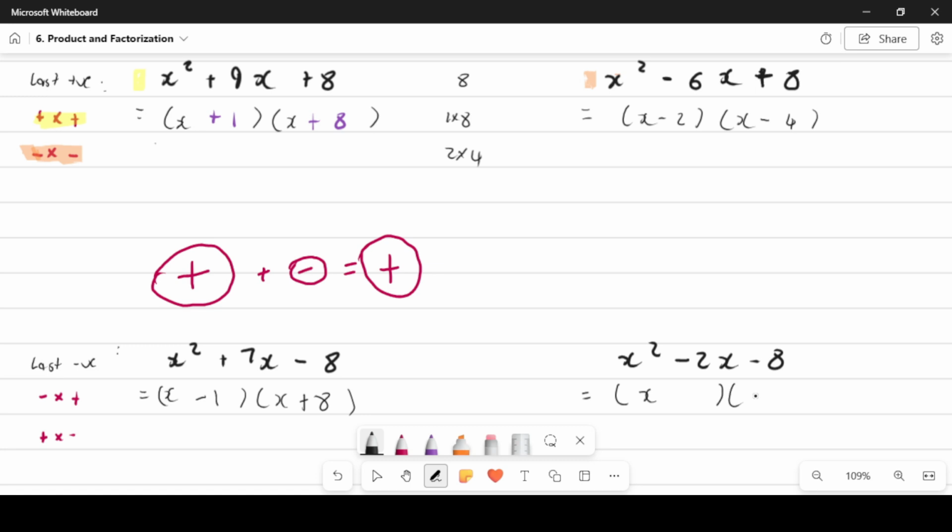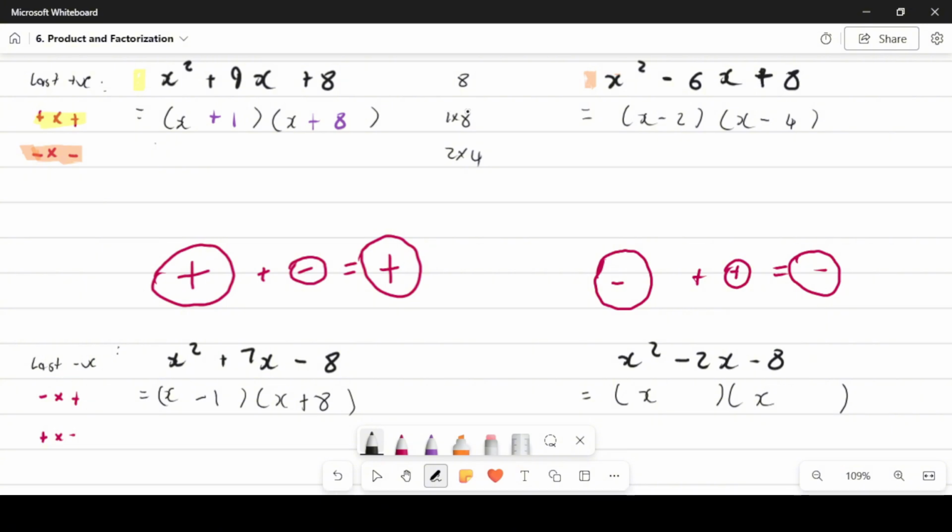X. Now let's solve this. We have a negative. The last term is negative. So therefore, one has to be positive, one has to be negative. Half the problem is solved. Let's look at the middle term. The middle term is negative. So therefore, what we have to say is that the bigger term has to be negative, because a bigger amount of negatives added to a smaller amount of positives will give you what? A negative.